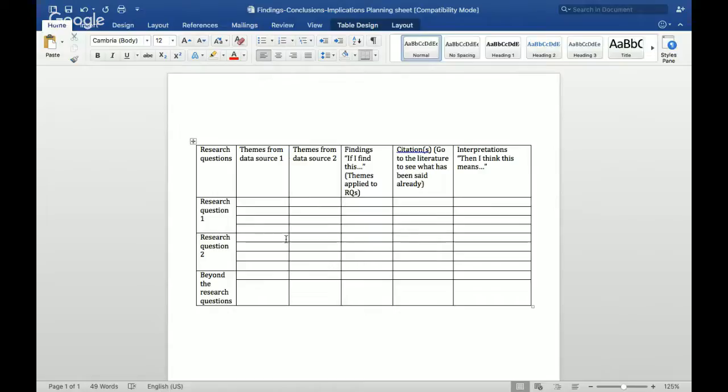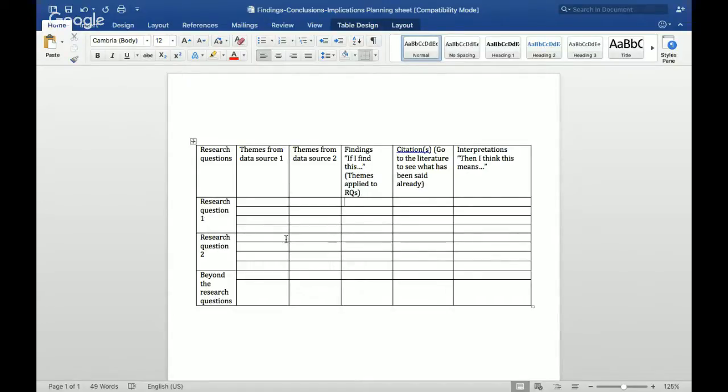Then you have to ask yourself, well, what does that tell you? My findings are saying that family is important. The literature says that family is important. So what does this mean for me? It means that family should be considered as the team is deciding what our priorities are, or given that family is so important, we should consider this in our research problem.